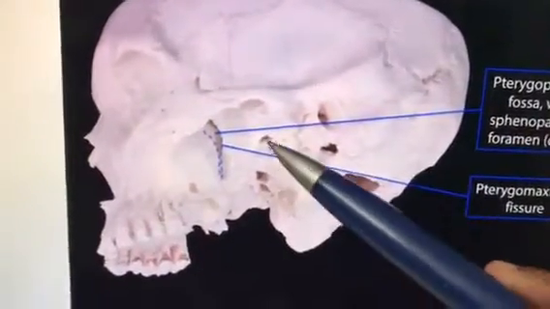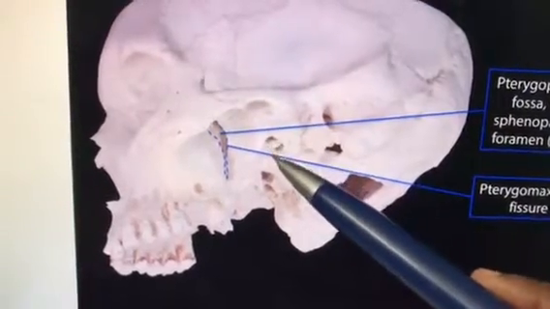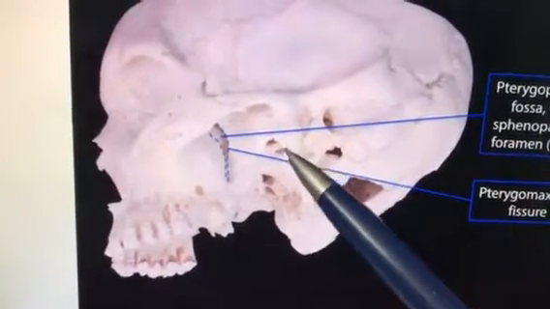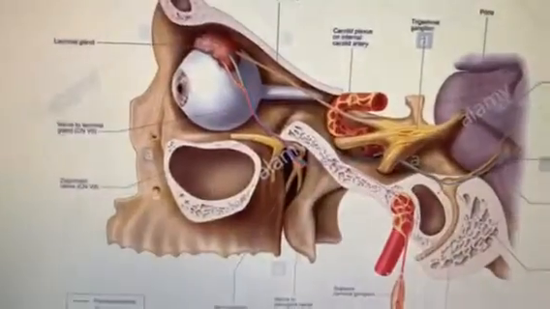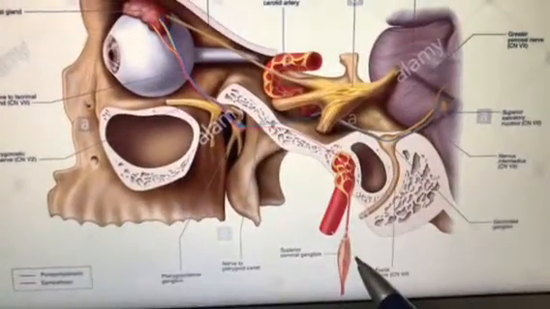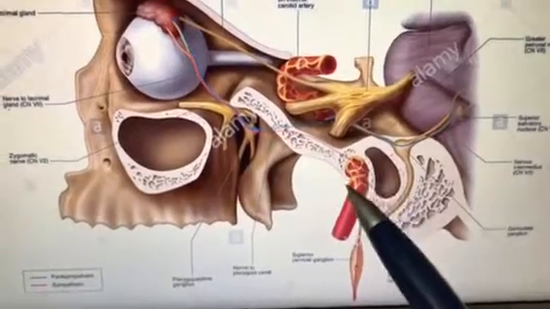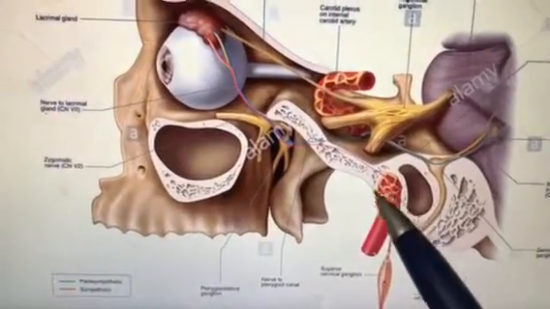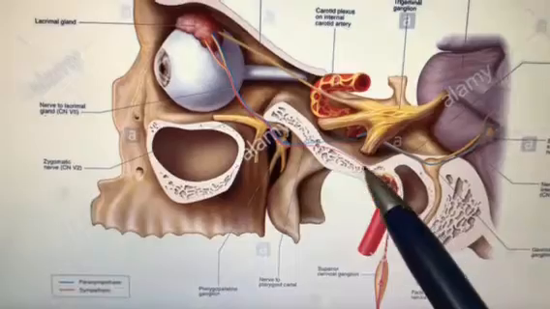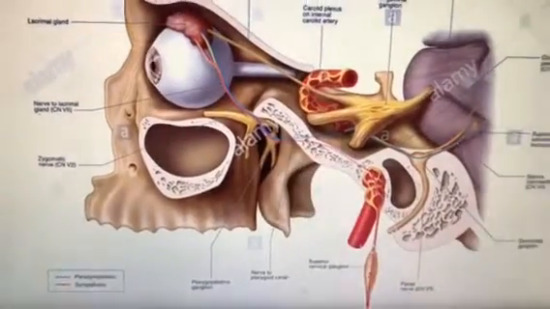Look at this. This is the area where your internal carotid artery is entering. This is the carotid canal. So the internal carotid artery, while entering, has a nerve plexus from the superior cervical ganglion. The sympathetic nerve plexus will be surrounding the internal carotid artery. From that nerve plexus, a nerve goes out, which is called the deep petrosal nerve.